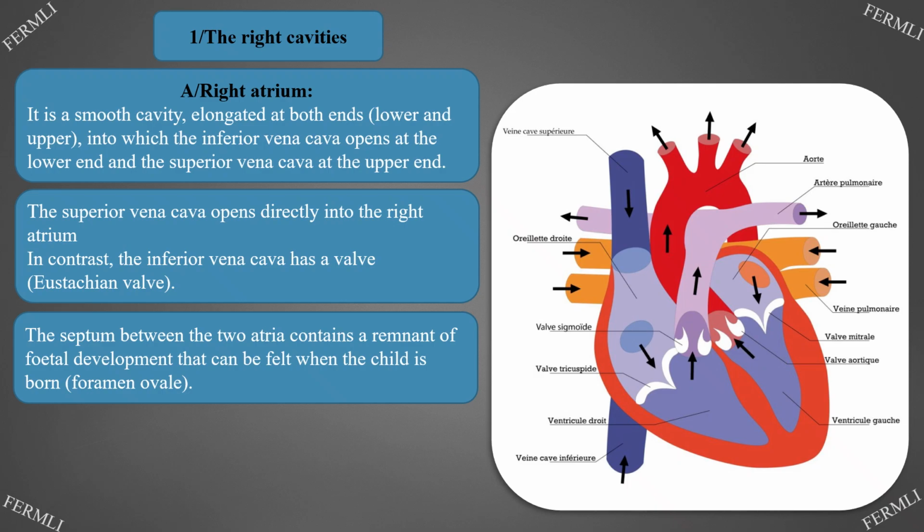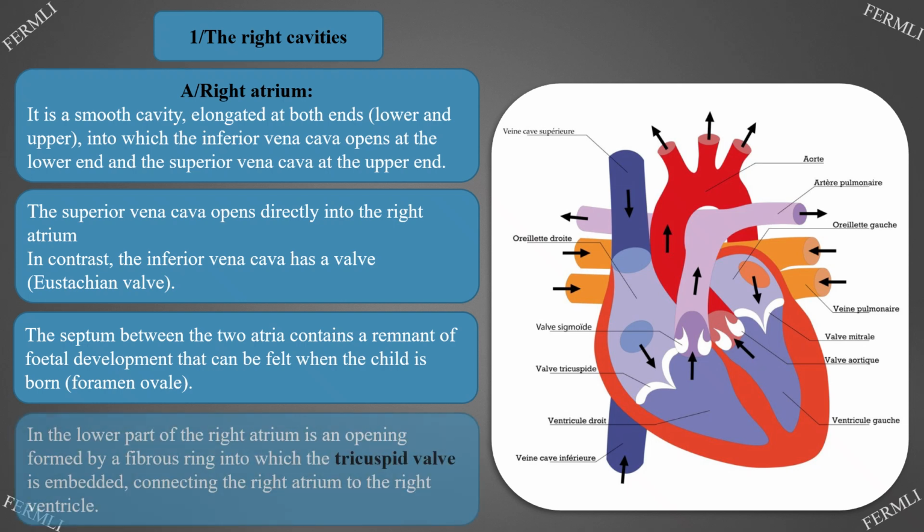The septum between the 2 atria contains a remnant of fetal development that can be felt when the child is born, the foramen ovale. In the lower part of the right atrium is an opening formed by a fibrous ring into which the tricuspid valve is embedded, connecting the right atrium to the right ventricle.